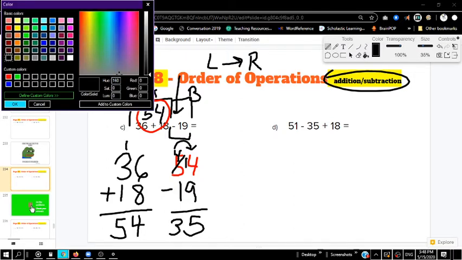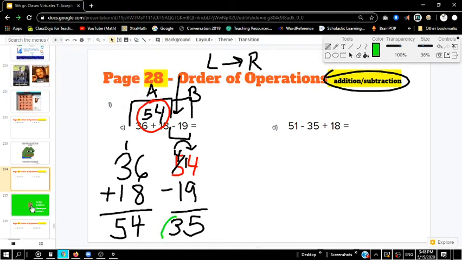Now you notice that we did the addition first and we did the subtraction next. Okay, we need to do that in that order so that we continue with the order of operations. Those order of operations are very important. Let's do our next problem.